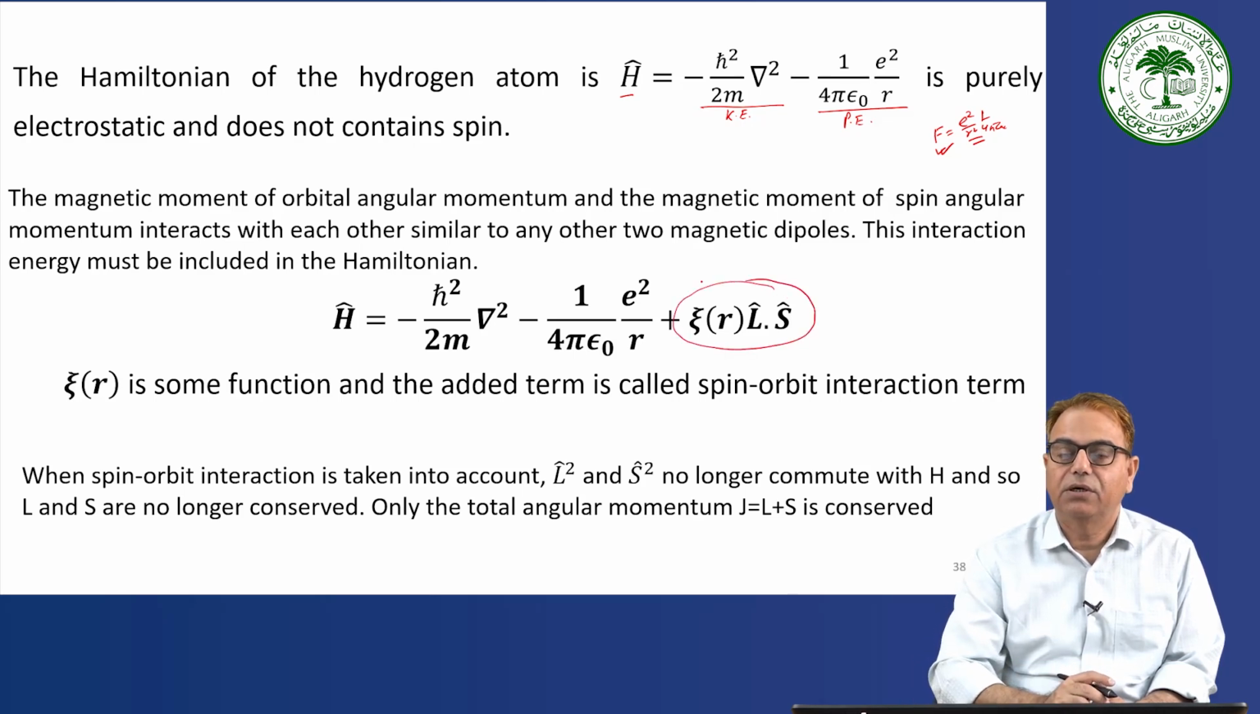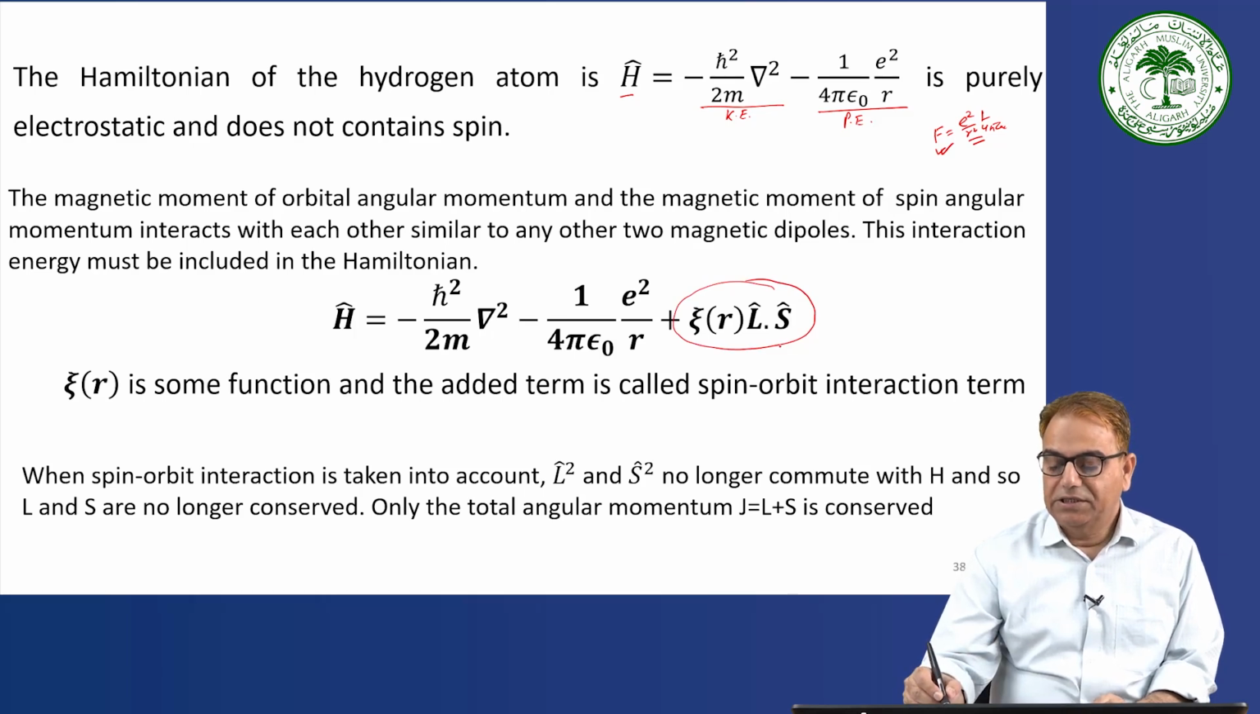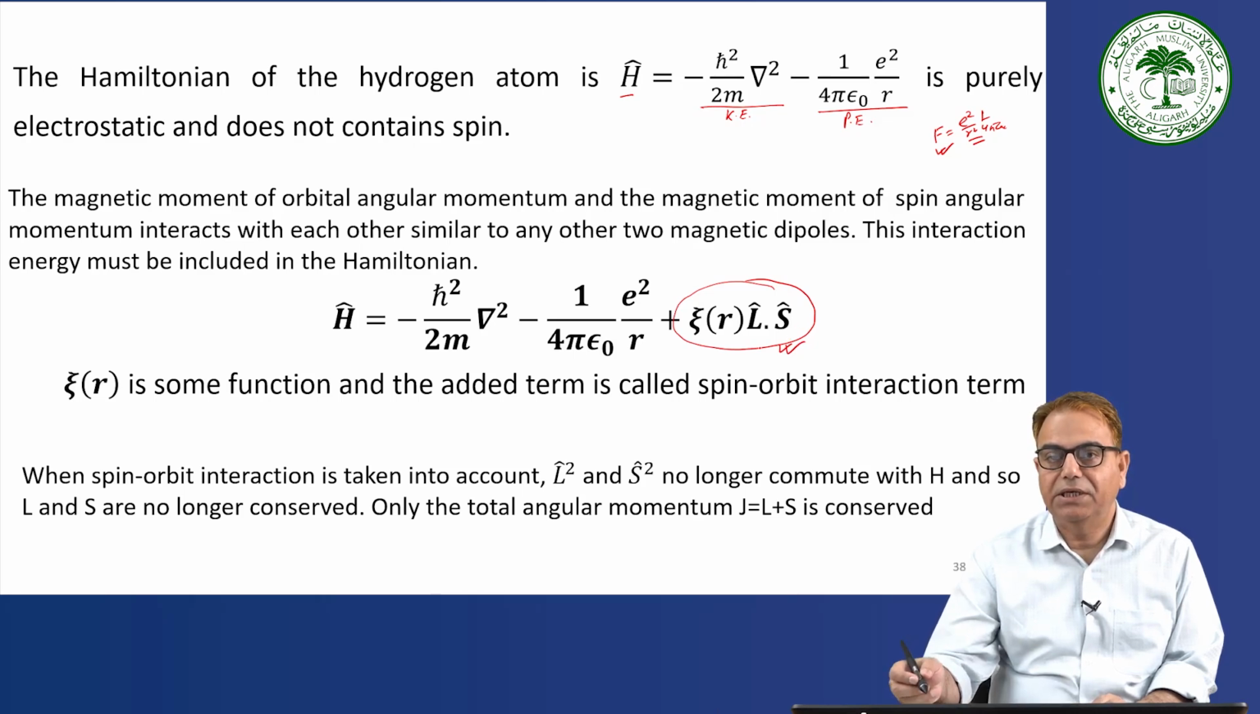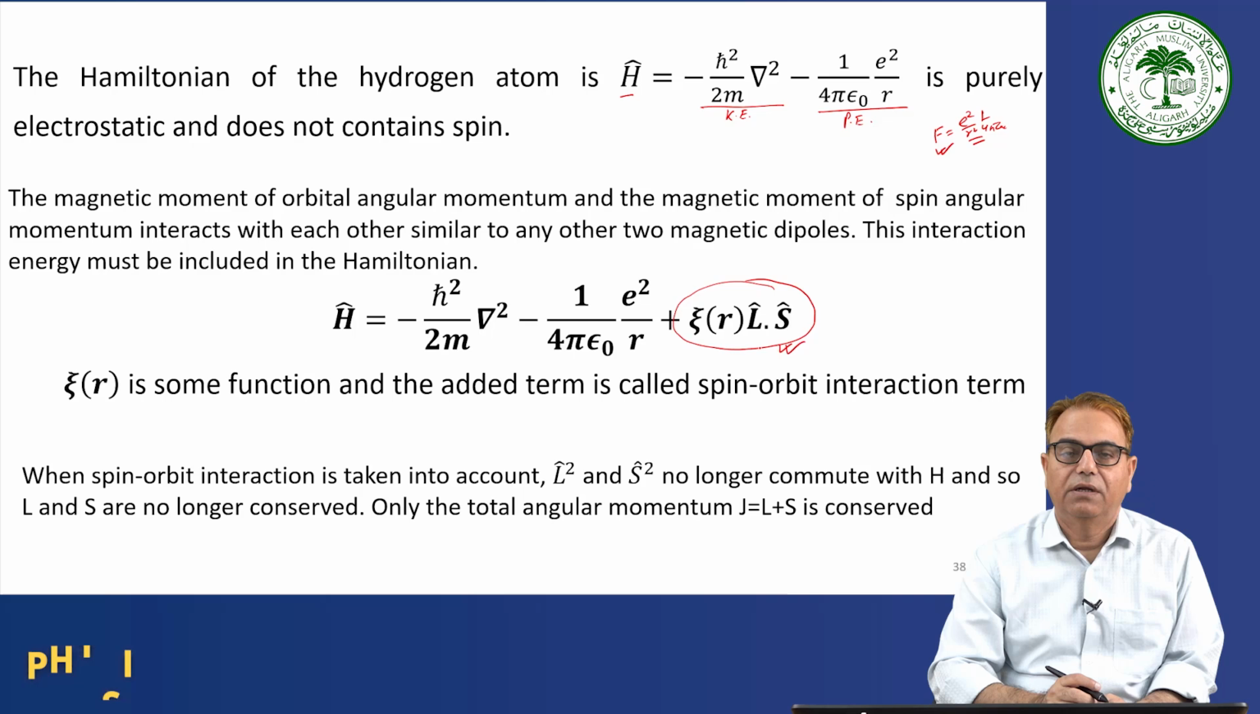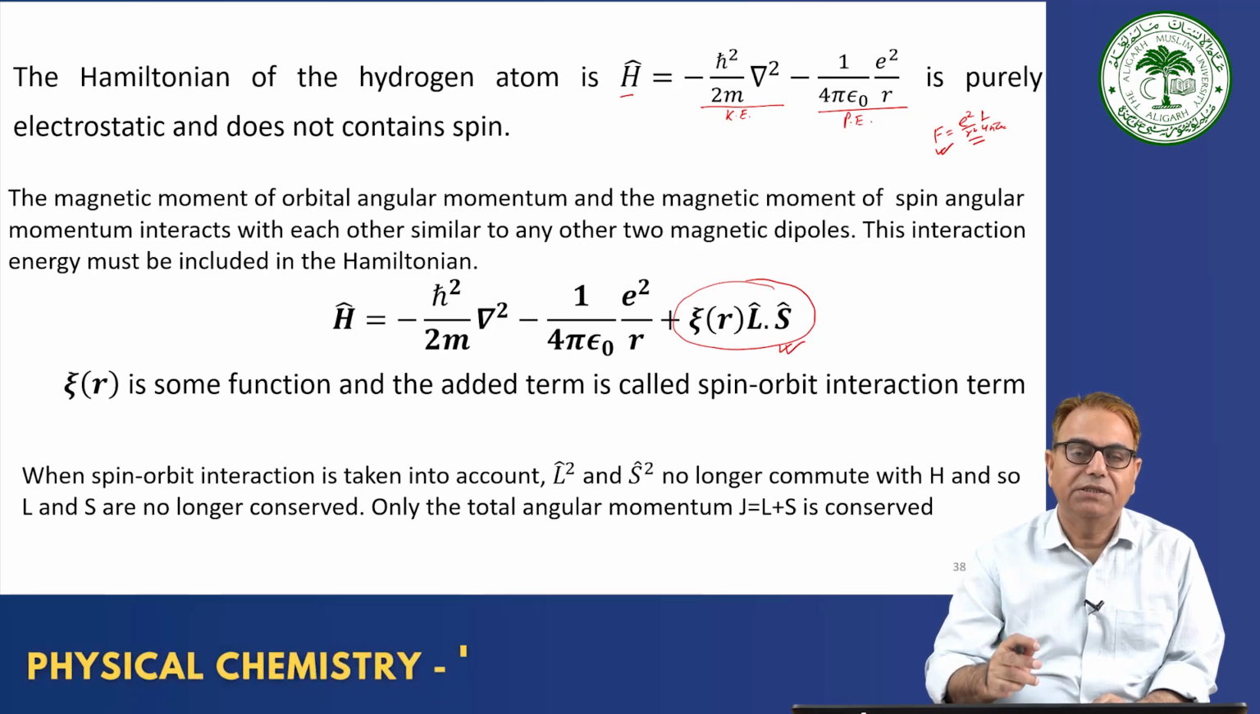coupling, Russell-Saunders coupling, or interaction between the orbital and spin angular momentum. Okay, so it will be given by an additional term in the Hamiltonian. It means it will change the potential energy or the total energy of the system.